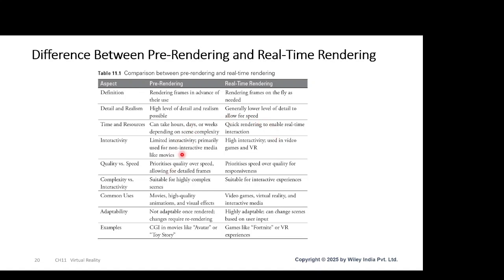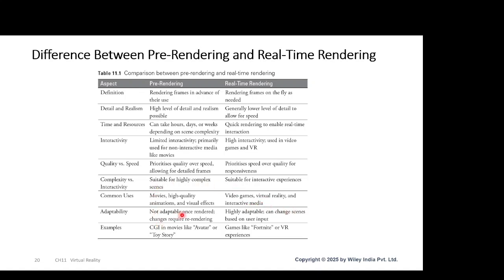Interactivity is limited in pre-rendering because it is pre-processed, so there is not much scope for interaction. But real-time rendering has high interaction and therefore it is used in video games and virtual reality. Quality versus speed. Pre-rendering prioritizes quality over speed, but it is the opposite in real-time rendering. Pre-rendering is suitable for highly complex scenes. Real-time is suitable for interactive experiences. Common uses of pre-rendering are movies, high quality animations, and visual effects. Here, common uses are video games, virtual reality, and interactive media.